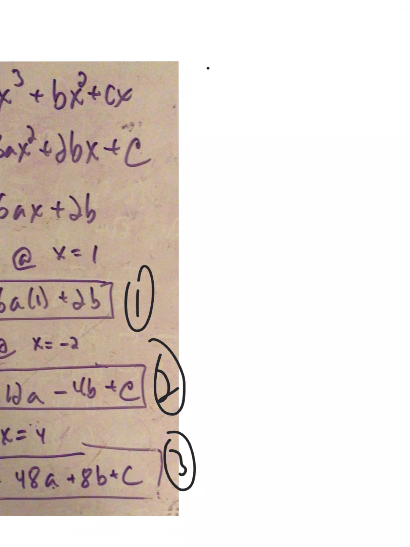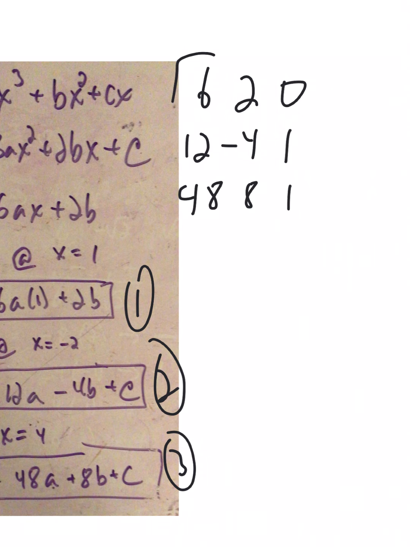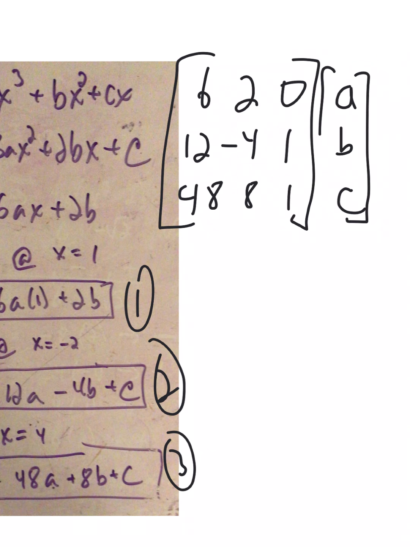So what I did is I did 6, 2, and then 0, because I didn't have any c terms. And then the next equation was 12, -4, and 1. And then the next equation was 48, 8, and 1. And then your variable matrix is ABC, because those are my three variables, right? And that equals my constant matrix, which in this case, they're all equal to 0. So then what I did is I threw this into my calculator.